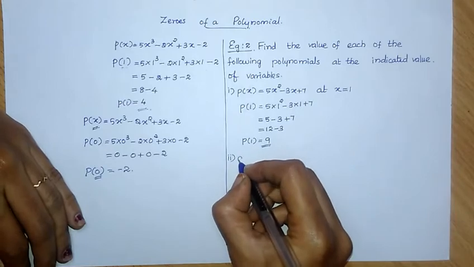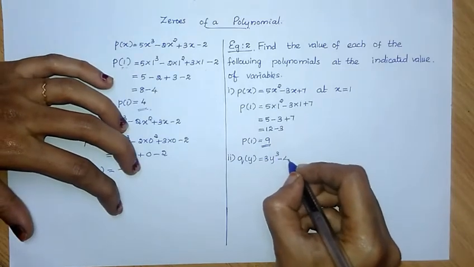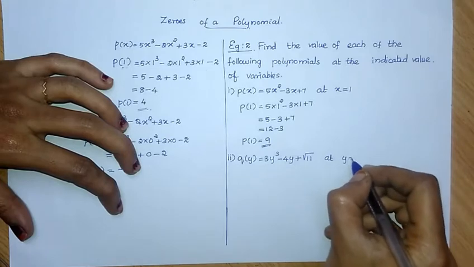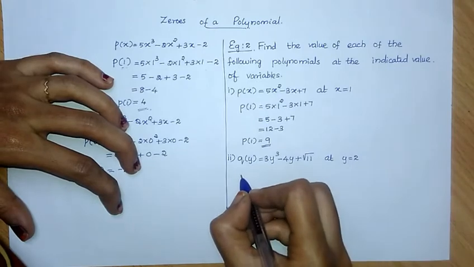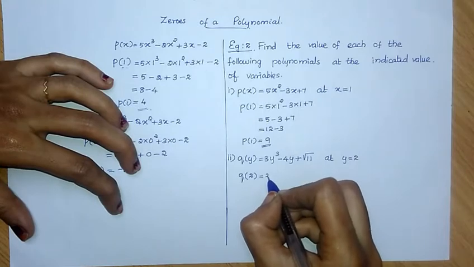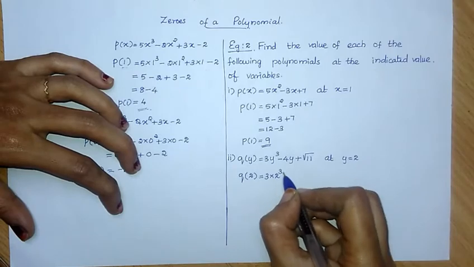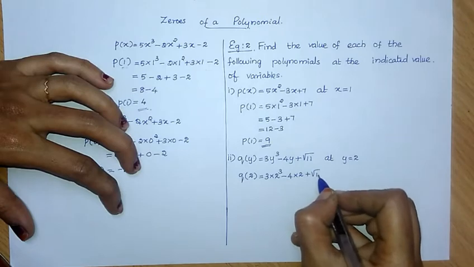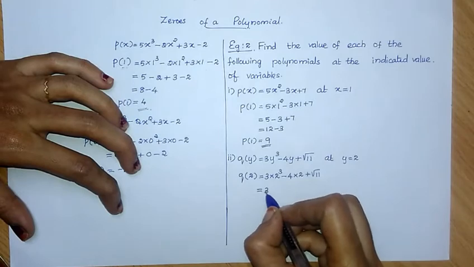Second polynomial, Q of y is equal to 3y cube minus 4y plus root 11 at y is equal to 2. Here we have to apply the value of y as 2. So Q of 2 equal to 3 into, in the place of y we have to apply 2 cube minus 4 into 2 plus root 11, which is equal to 3 into 2 cube.